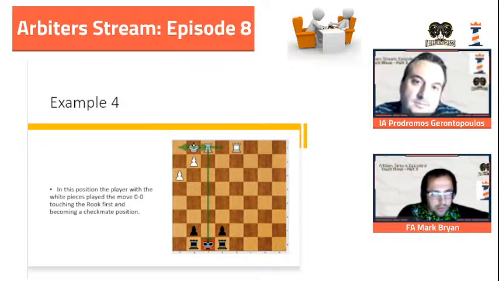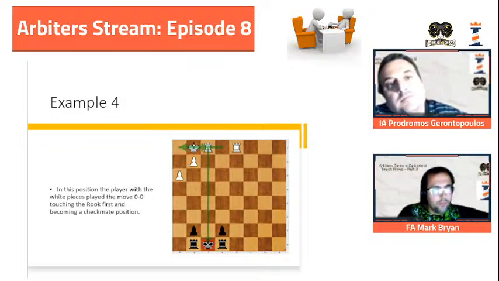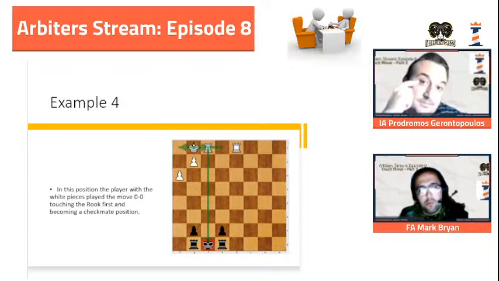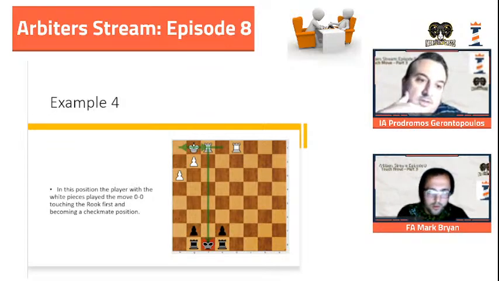It's very important the player has to claim a draw, and claim it in the correct manner. Otherwise the claim will not be heard. Okay, so let's go to example 4.